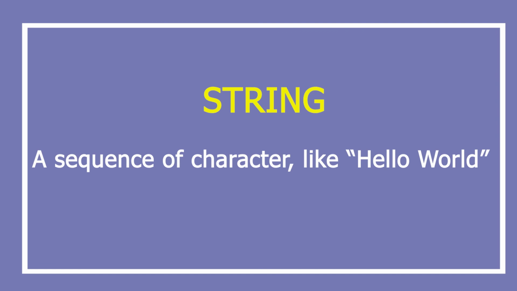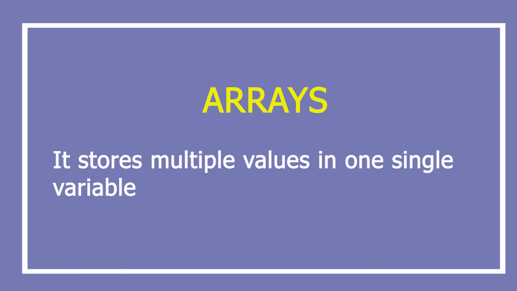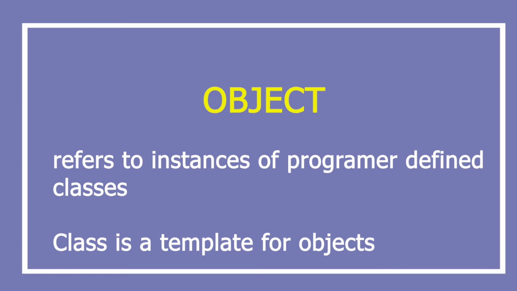Then we have another data type called strings, which is a sequence of characters. We have arrays. We'll deal with them later on. Arrays are named and indexed collections of other values. We'll see how we apply that in real life situations. We have what we call objects, as you can see on my screen. It just refers to instances of programmer defined classes. When we deal with classes, we'll see how we handle objects.